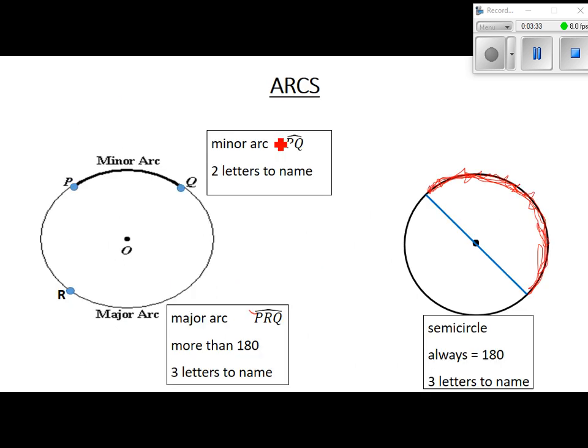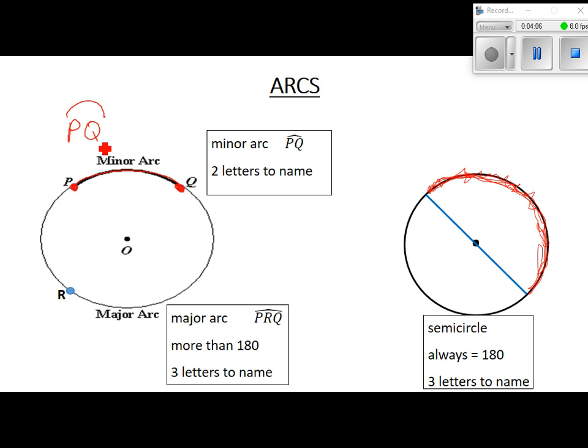And again, you could follow along on those notes. There's a little difference here and there, but most of them are basically the same as what I'm showing you on this video. An arc is part of the edge of the circle. So that right there would be an arc, and the arc symbol is just a little arc, and we'd name it arc PQ.